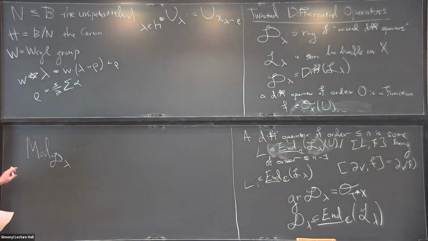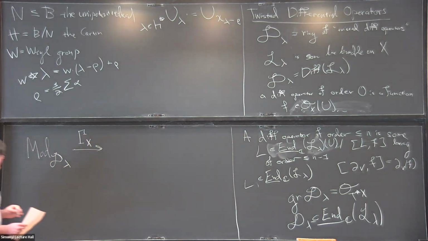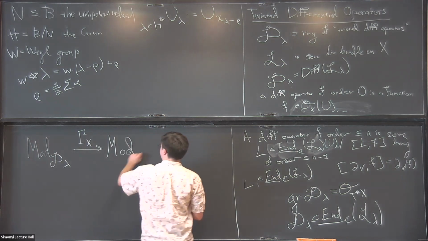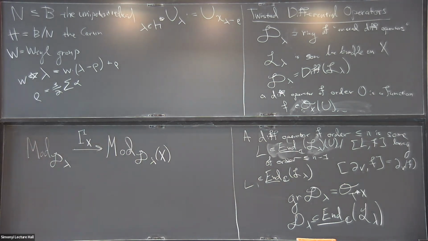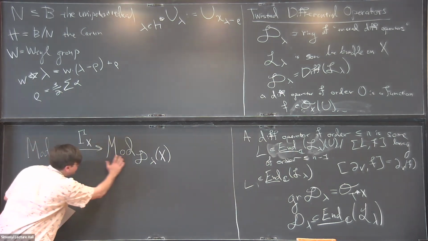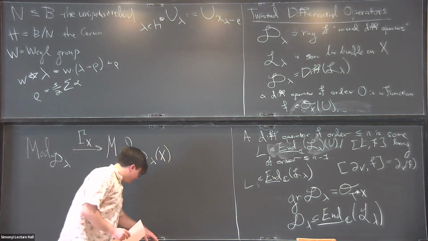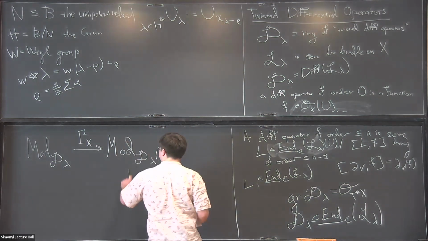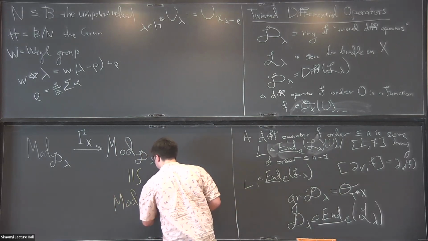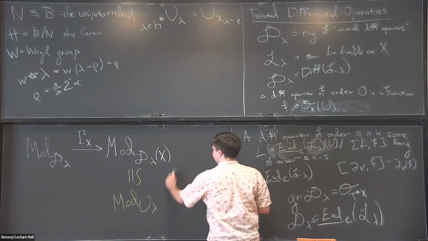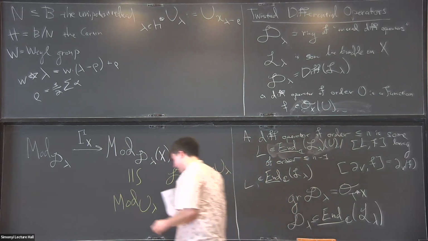So then I have some category of D lambda modules, and I can take global sections of D lambda modules, and then I'll get modules over a ring, namely the ring of global sections of D lambda. So I have a global sections functor from D lambda modules to modules over this ring of global sections. And the first part of Beilinson-Bernstein localization is the observation that there's an equivalence of categories between this and the category of U lambda modules. It comes from, in fact, an isomorphism of rings: D lambda of X is isomorphic as a ring to U lambda.